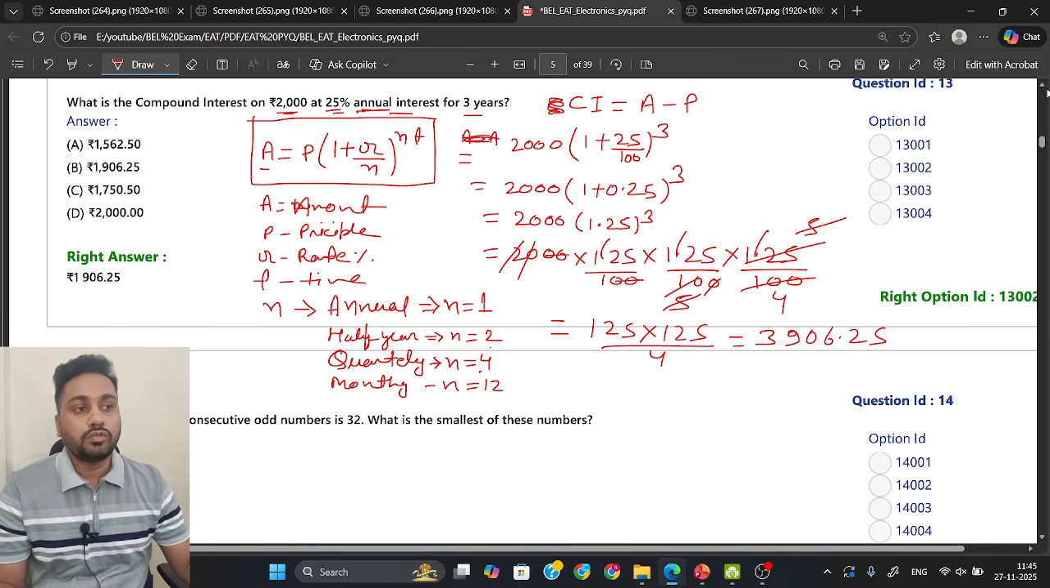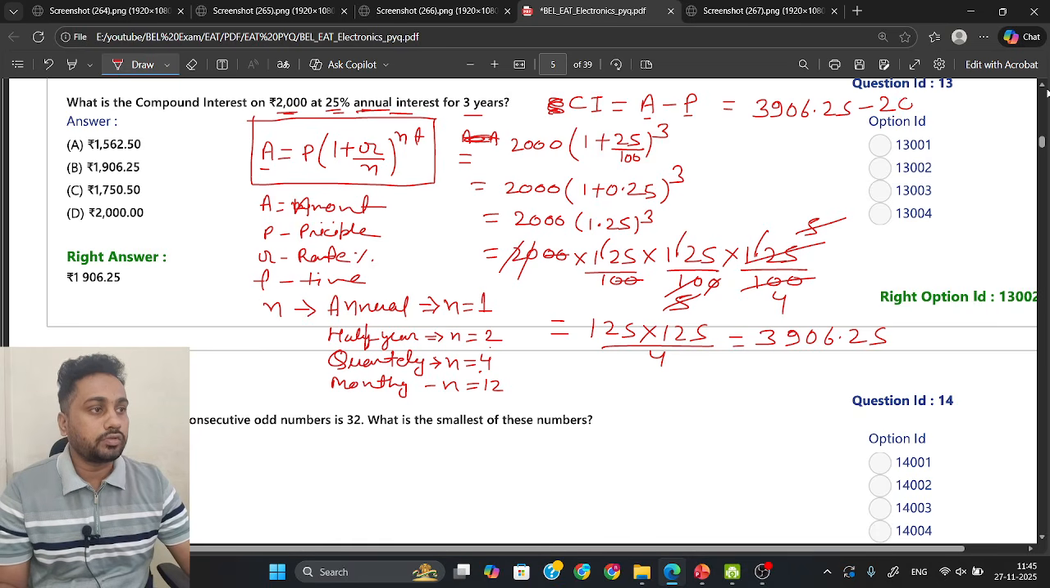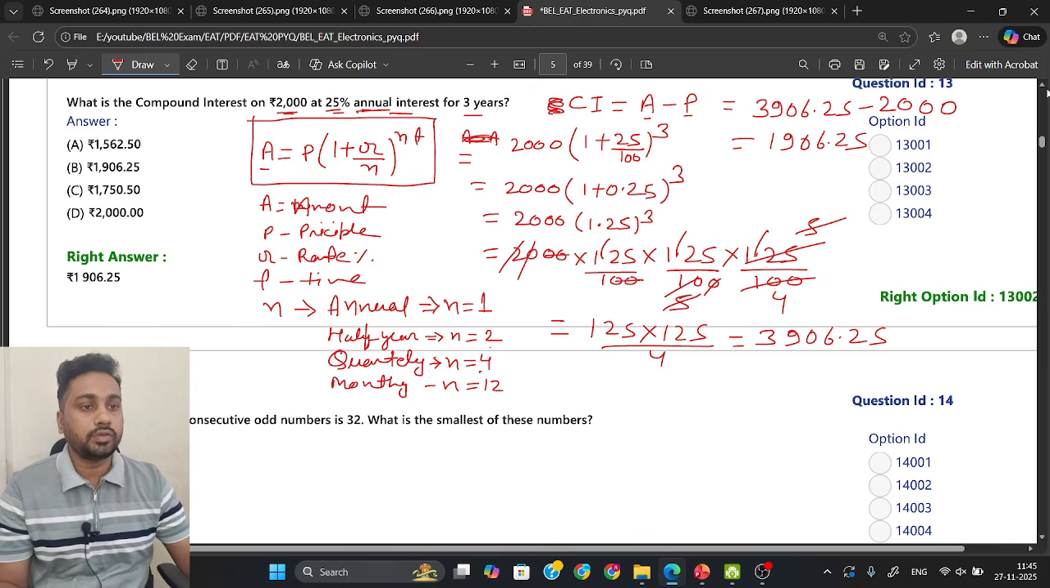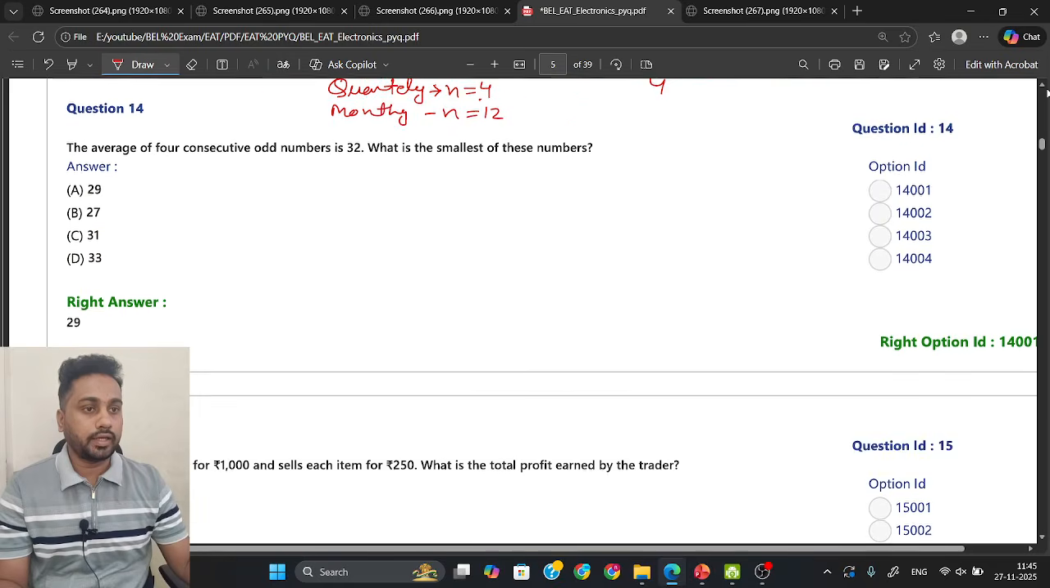Now we got the A value. Now what you need to do? A minus P. A is 3906.25, minus the P value. P value is 2000 rupees. So if you subtract both of these, you will get 1906.25 rupees. Option B is your right answer. Okay, so like that you need to do. Simply put the formula, get the answer.